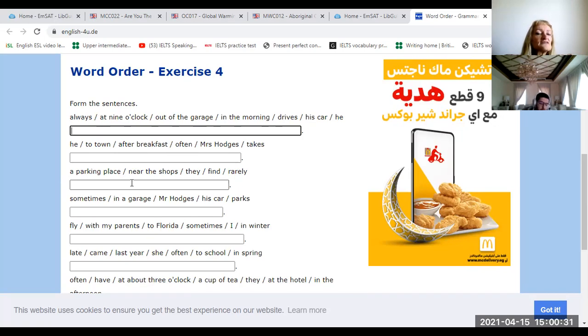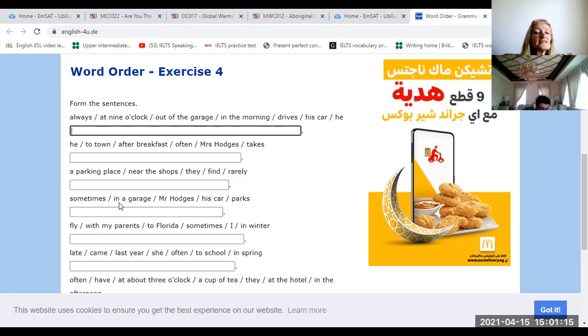I don't know if there's a capital letter or not, but we'll have a look and see what we can find. So they would be the subject, wouldn't they? Yes. Let's start with they. They rarely find a parking place near the shops. Because what we did here, we took the subject, then we took the adverb of frequency, and we looked at the describing word, the adjective, yeah, okay.